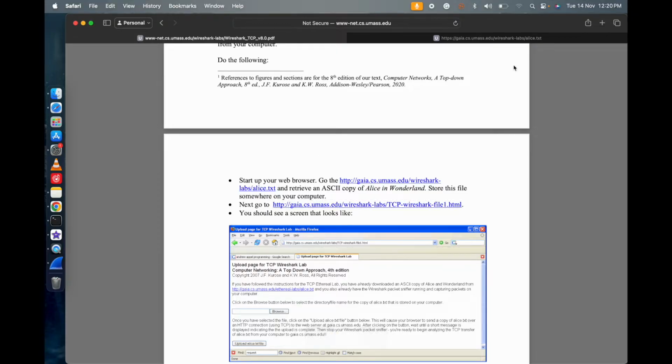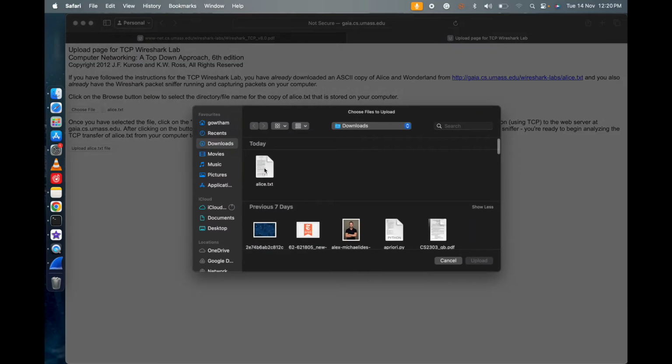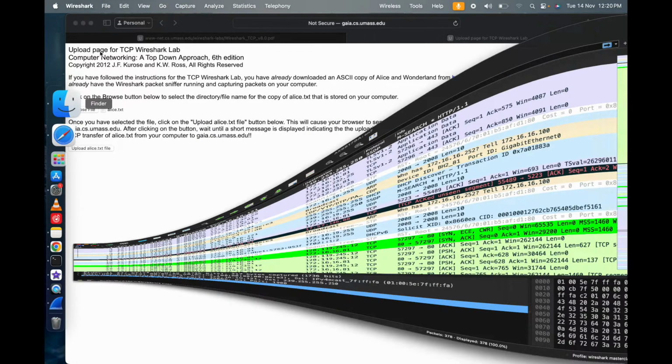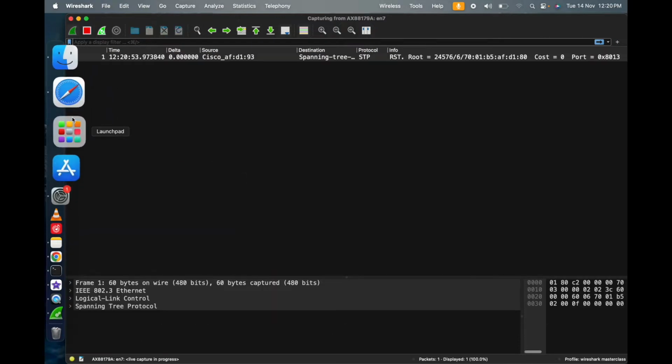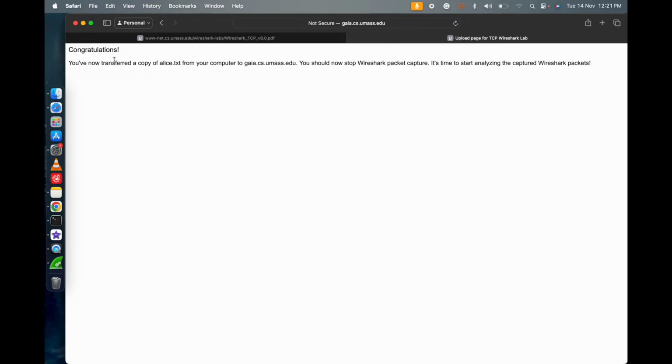Now go to this HTML file. Just copy that and paste it over here, and it will be like this, and you just have to choose a text file over here. I'll just choose a text file and not upload it yet. For uploading it, just restart the capture and now upload it. Once you have uploaded, it shows congratulations, you have uploaded.